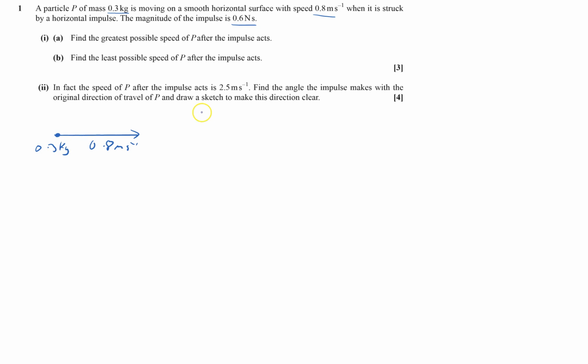And to me, the greatest speed is if the impulse goes like that, and the least possible speed will be if the impulse goes like that. For the first part, I know that impulse equals gain in momentum, so that'll be mv minus mu. I want to move it around: add mu to both sides, so mv equals I plus mu, and v equals I plus mu over m. And now we can do what it is.